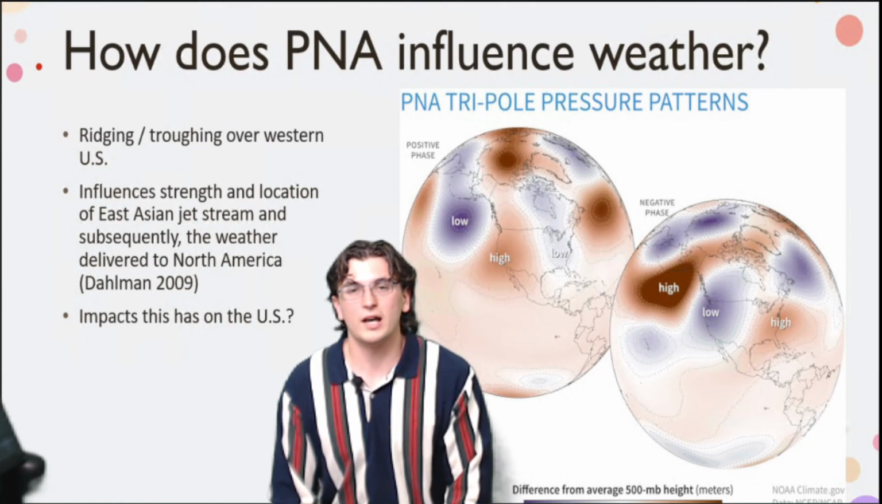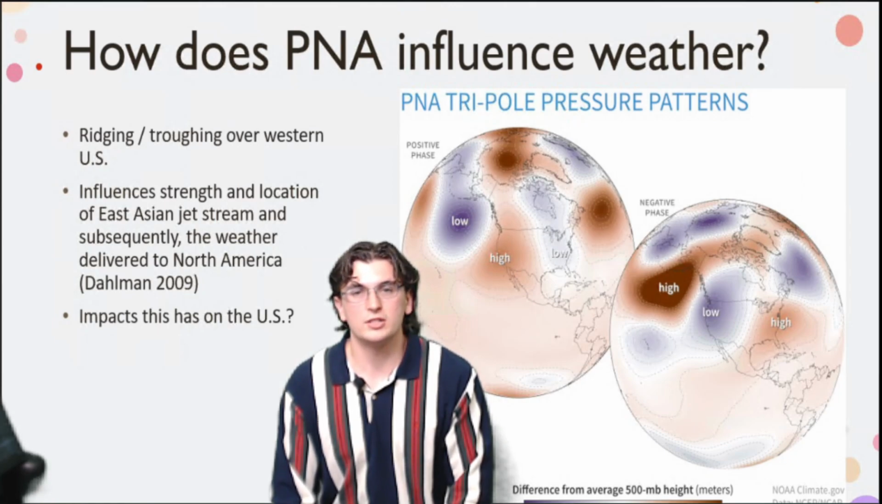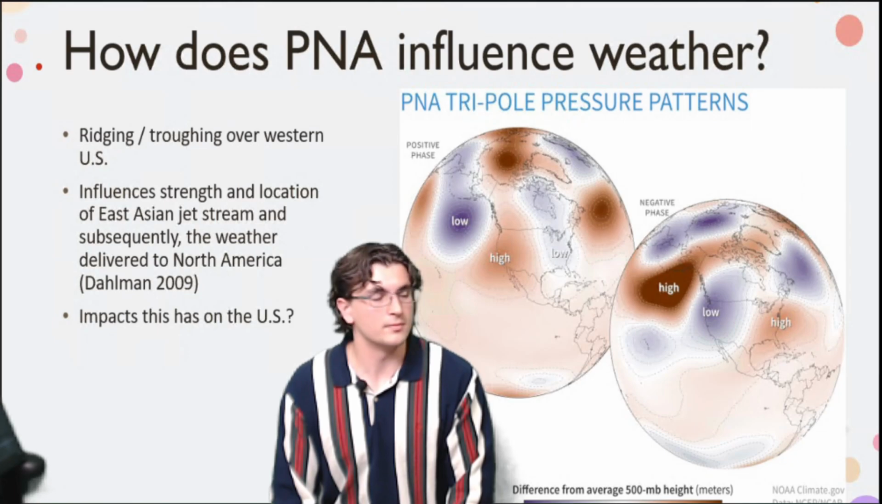And in the case of the positive phase, it would influence weather because of the ridge. It will bring high pressure, so higher temperatures and dry weather can be expected in the western part of the United States with a positive PNA pattern, with the opposite expected in the eastern part of the country, where cooler, wetter weather can be expected.